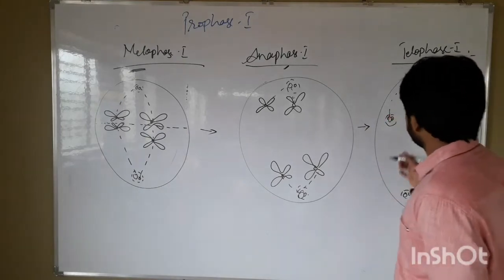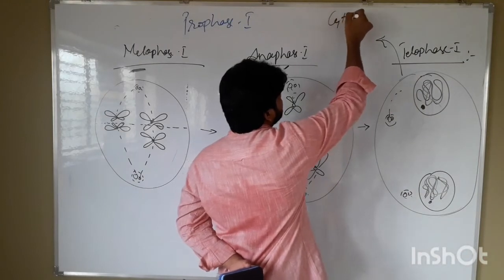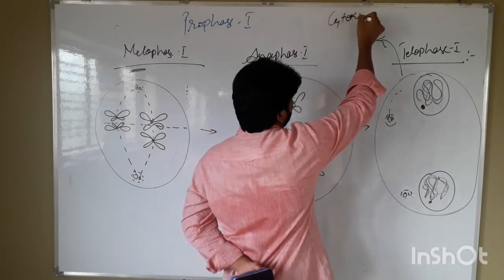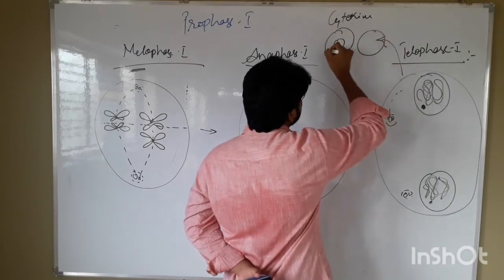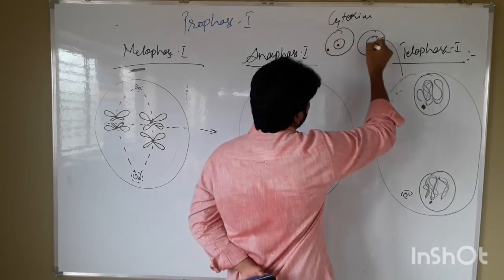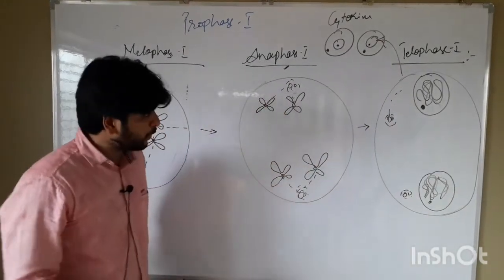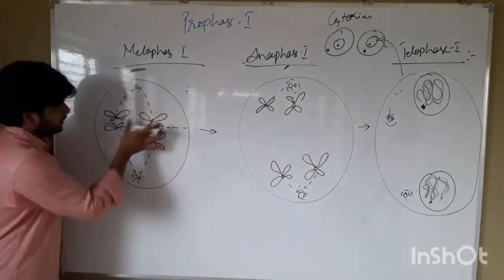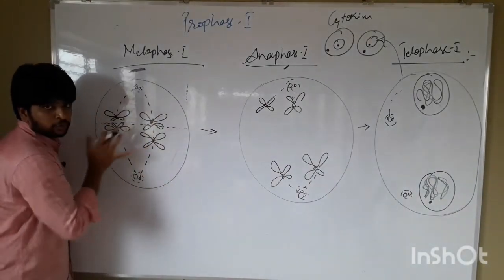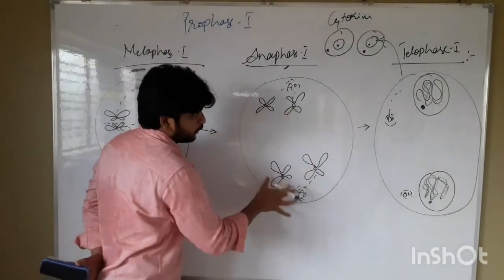Then the cell enters into cytokinesis and produces two new haploid daughter cells. Why? Because see here, the cell is having 4 chromosomes. See here, 1, 2, 3, 4 chromosomes. You see here also it is having 4 chromosomes.